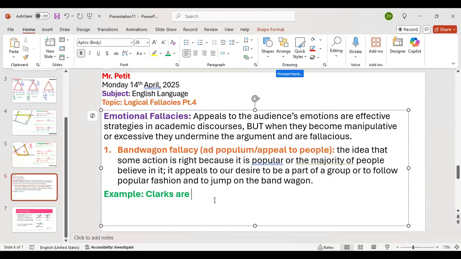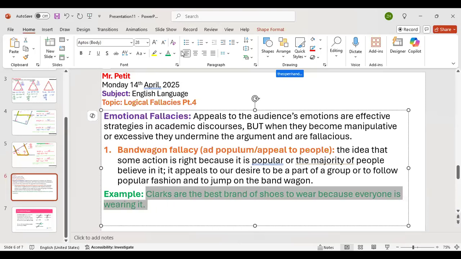Yeah, I think Clarks are the best brand of shoes to wear because everyone is wearing it. Does that mean it's the best brand? No, Clarks are not. They look ugly. It's a strong shoe, but that doesn't mean it's the best, right? What makes it the best? Or what could you say that makes it the best? The quality. The quality it is made of.